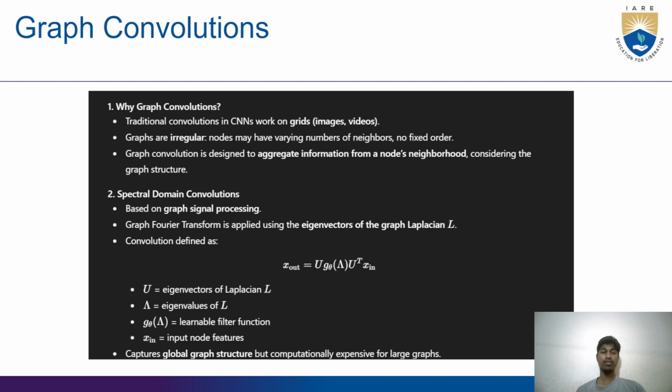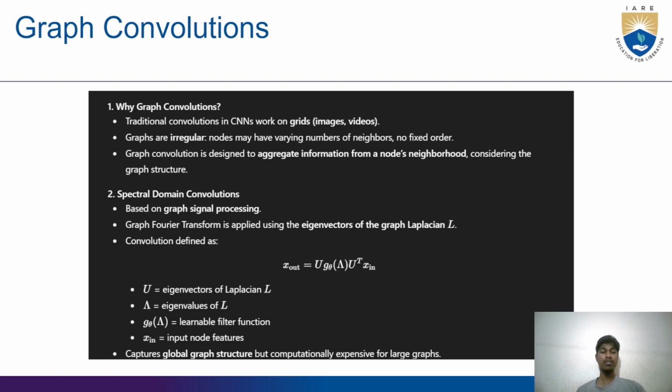Graph convolutions. Why graph convolutions? Before that, let's see what graph convolution is all about. A traditional convolution in CNNs works on grids, such as images and videos. Graphs are irregular, where nodes may have a varying number of neighbors and no fixed order. Graph convolution is designed to aggregate information from a node's neighborhood, considering the graph structure.